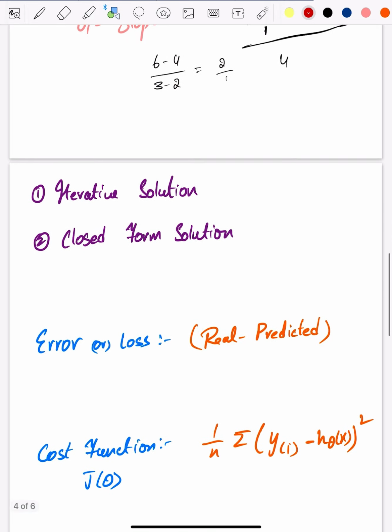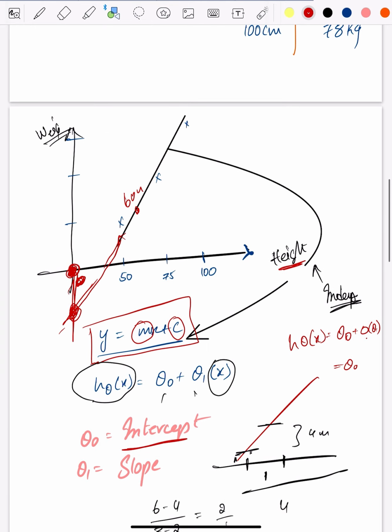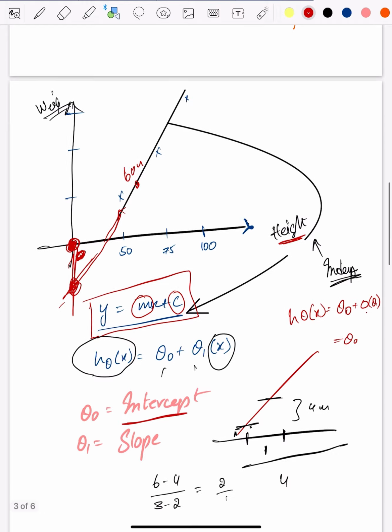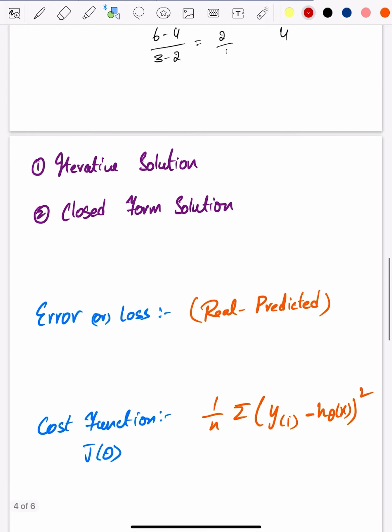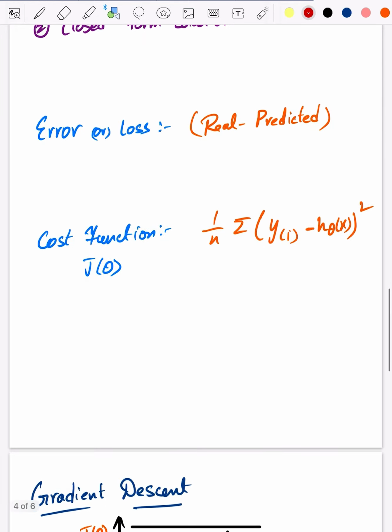That is iterative solution. Closed form solution is nothing but within one straight approach you'll find the best fit line. That is called closed form solution. So in this video, due to the time constraint, I'll be covering only iterative solution. But if you guys want to have the closed form solution as well, you can comment down below, I'll try to cover it in a different video.